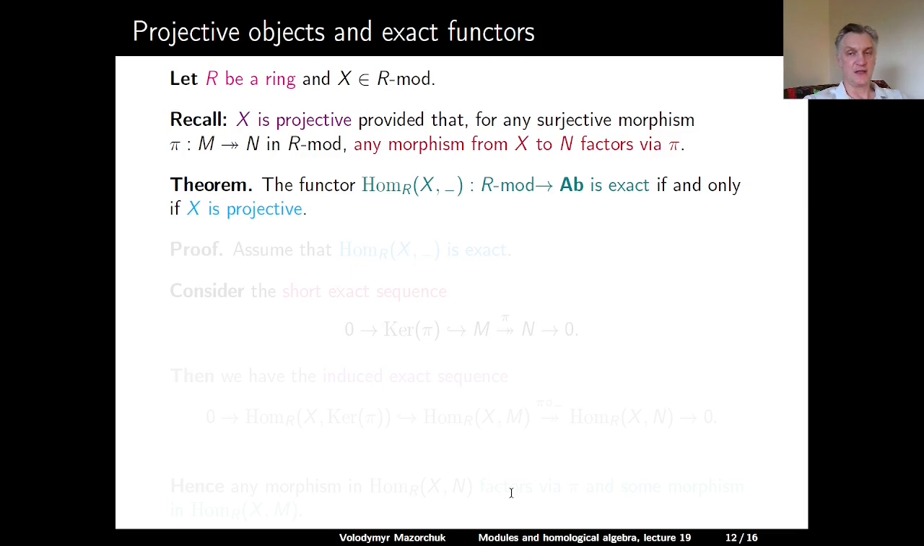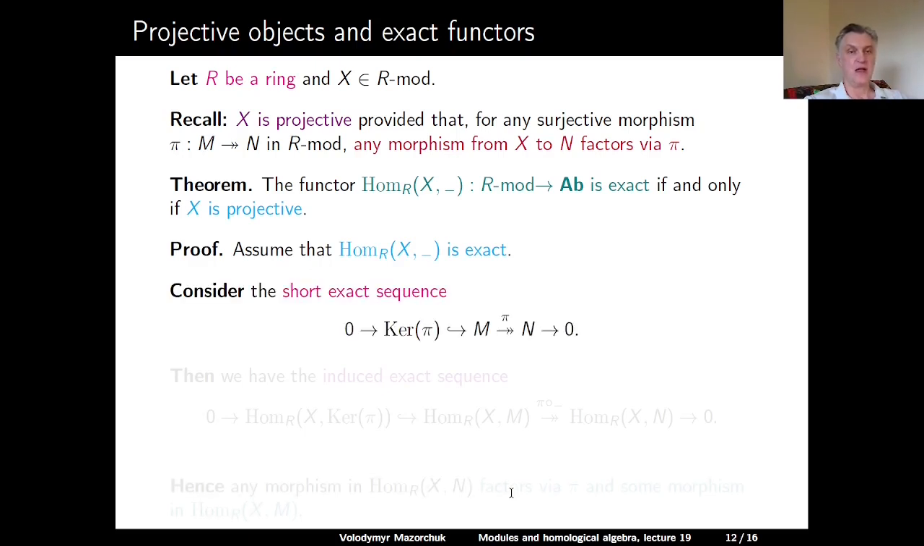So we have to prove 2 claims here. We have to prove implications in both directions. First, let us assume that our functor hom from X is exact. Consider the following short exact sequence. So in the definition of the projective object, we have any epimorphism from M to N, and we embed this epimorphism into a short exact sequence where we start from the kernel of this projection pi, we embed it into M, and then we use our projection pi onto N. This is a short exact sequence.